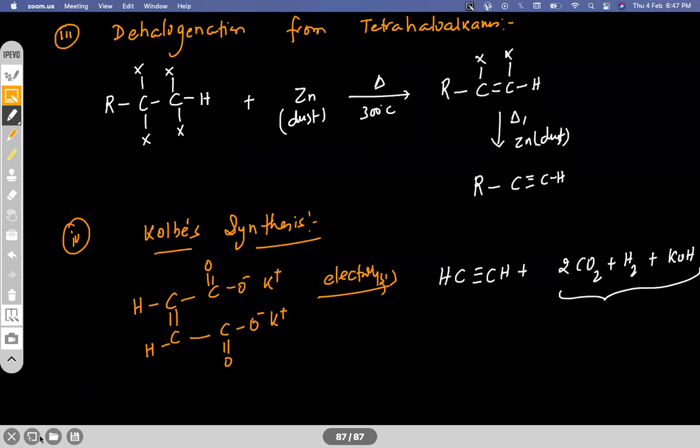A very important reaction we have, the fifth one, write down: laboratory preparation. How do we prepare acetylene in the laboratory? Write down: in the lab, acetylene is prepared by the hydrolysis of calcium carbide. Very important reaction.